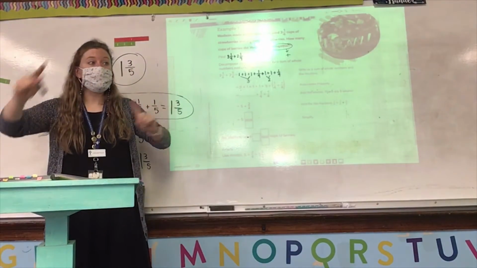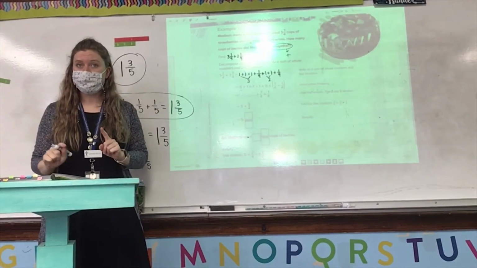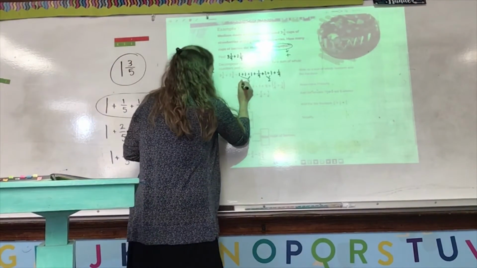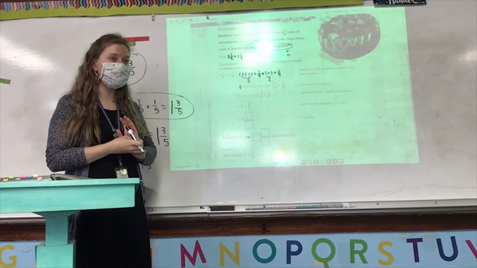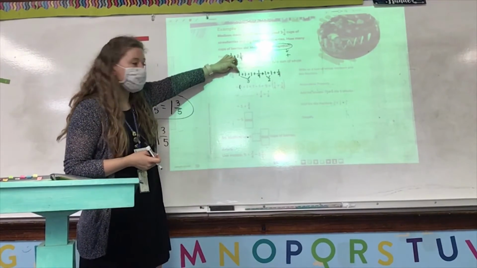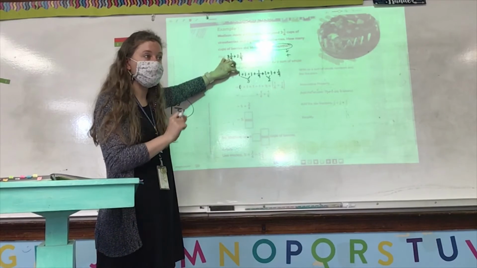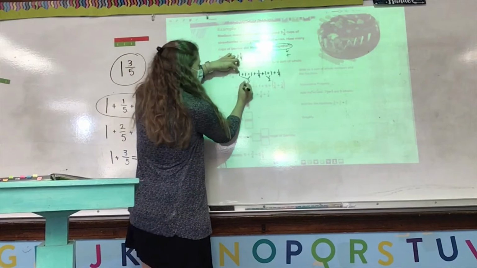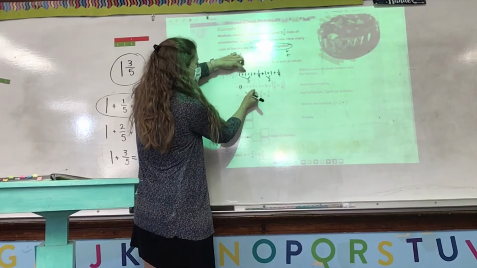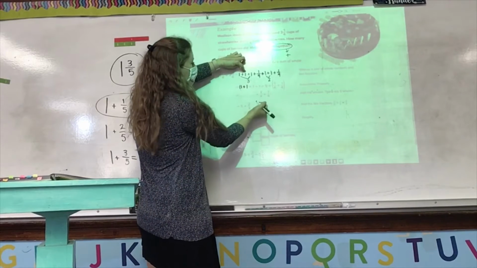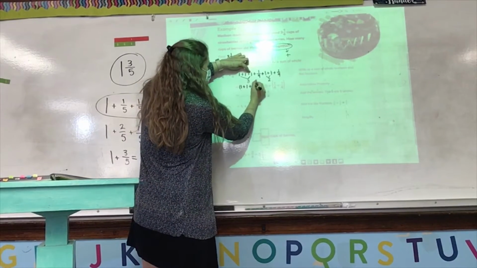So I'm going to pay close attention. I'm going to start with my first parentheses, and I'm going to point to each whole as I write it down here so I can make sure I don't put too many or too little. So 1 whole plus 1 whole plus 1 whole.